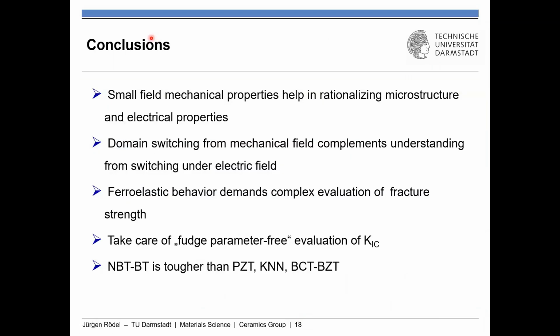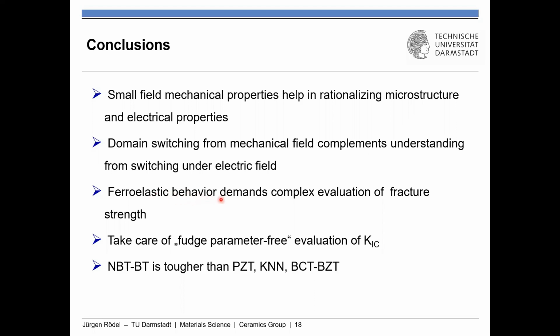The conclusions are such. I think the small field mechanical properties help in rationalizing the microstructure and the electrical properties. The domain switching from a mechanical field complements the understanding from switching under electric field. For example, we have sometimes collaboration where groups develop new lead-free piezoceramics, but they are so conducting they cannot assess domain switching. So you can use a mechanical field.